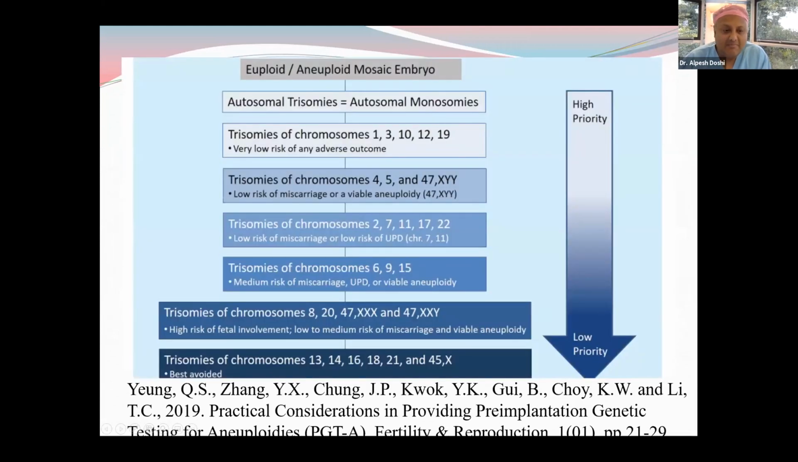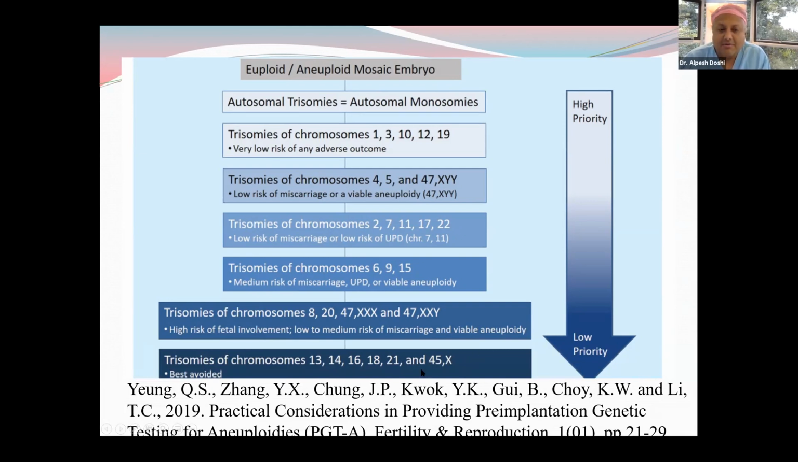Now, again, this paper has shown a very good model on how to prioritize embryos for transfer if at all there are no euploid embryos available. And of course, the aim of this is that you should try and totally avoid any mosaicism of what we call the lethal trisomies, such as 13, 16, 18, 21, X and Y.